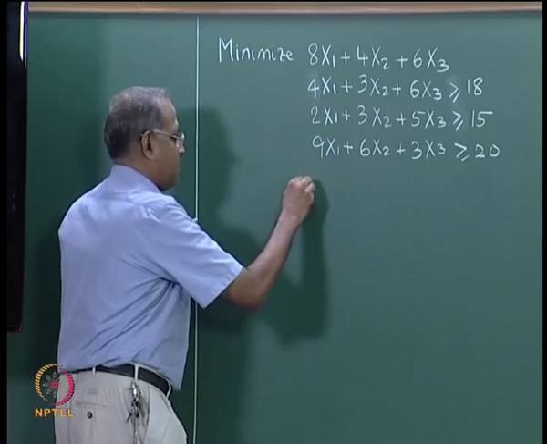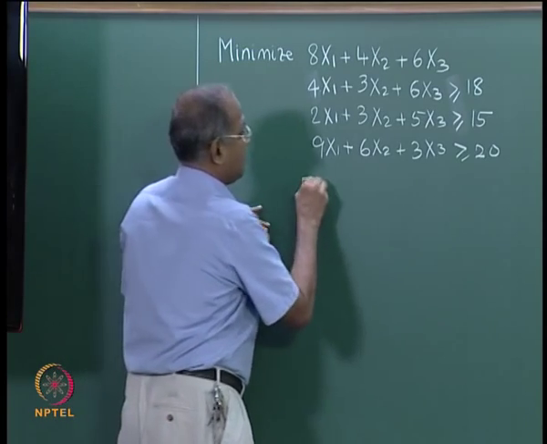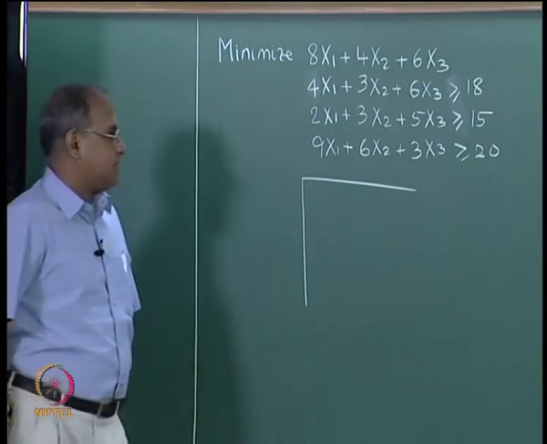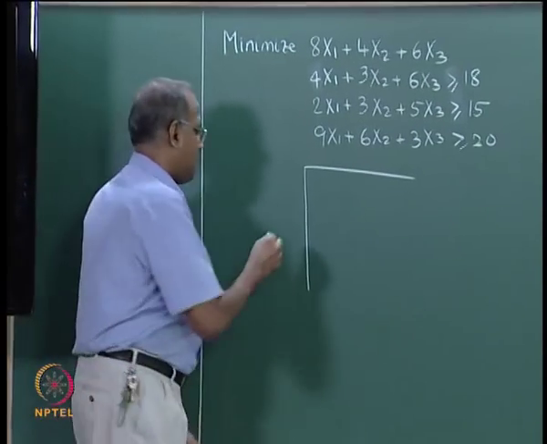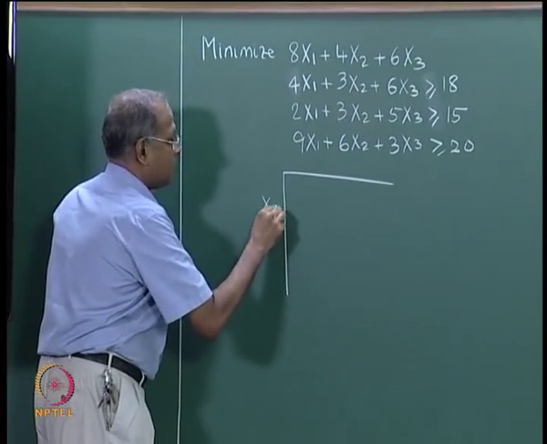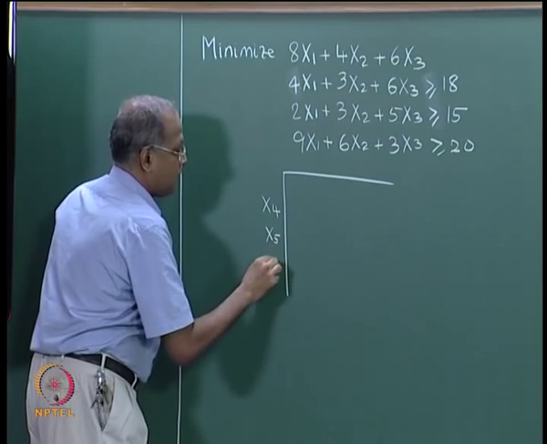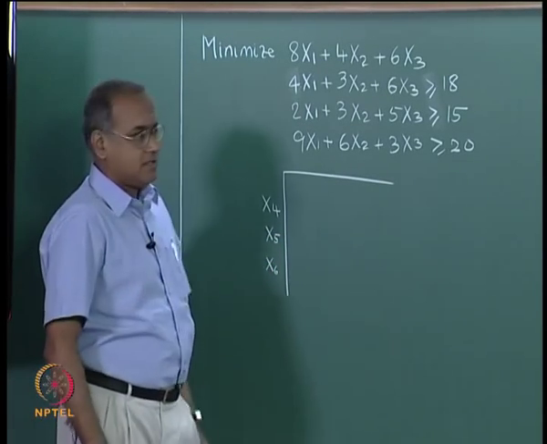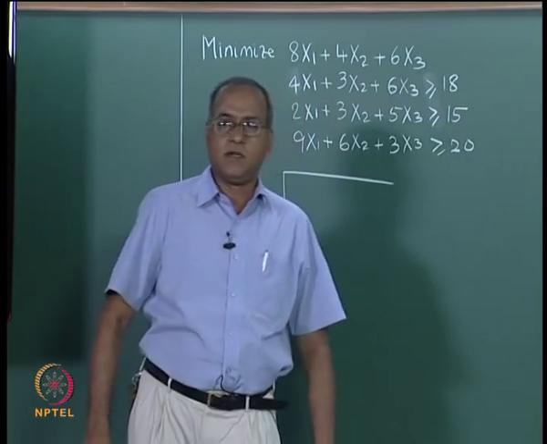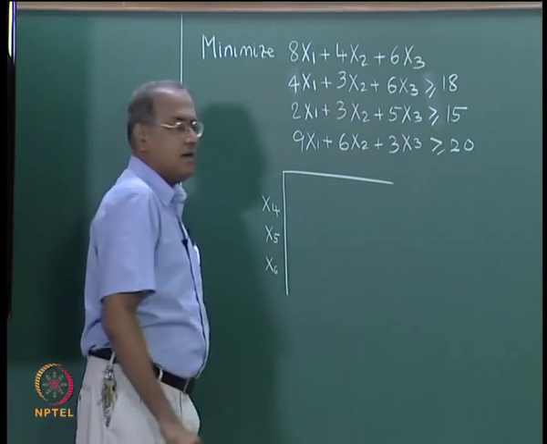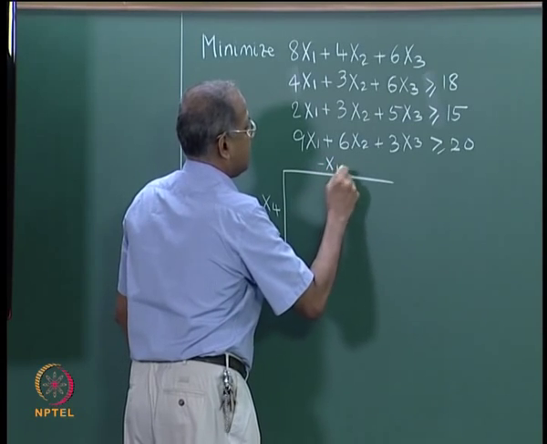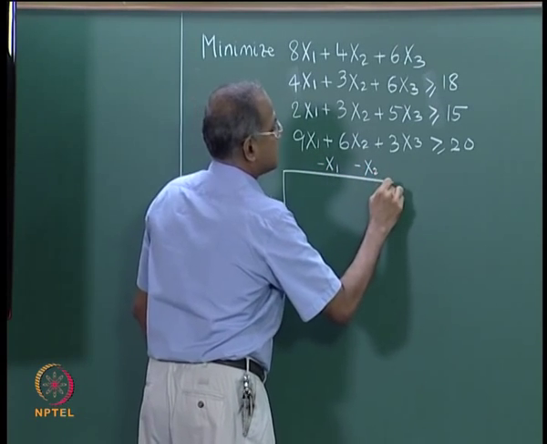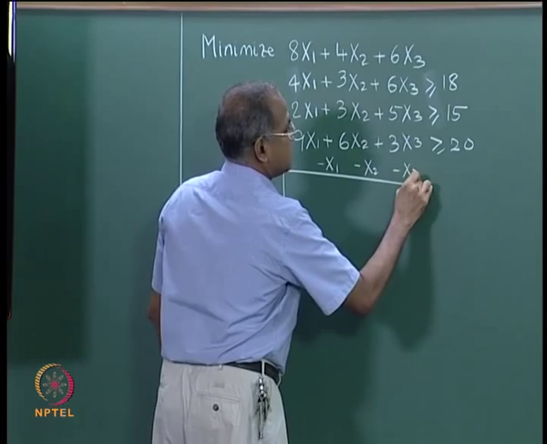So, we first set up the initial simplex table. We add 3 surplus variables x4, x5 and x6, which become the basic variables to begin with. So, we begin with x4, x5, x6. The 3 decision variables x1, x2 and x3 are the current non-basic variables. So, we write them as minus x1, minus x2 and minus x3.